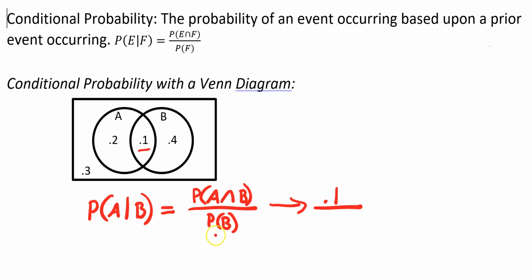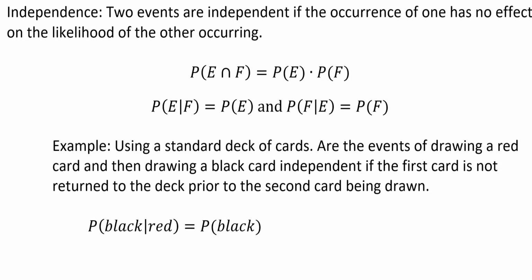Now, when we come to the probability of B, we have to remember that we're looking at all of circle B. So we need to add together the 0.1 and 0.4. So the probability of B is 0.5. And this becomes 0.2. So the probability that something is in A, or occurs with event A, given event B occurred, is 0.2. I'm going to move on to independence of two events.